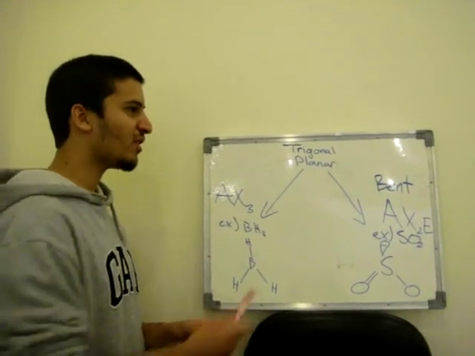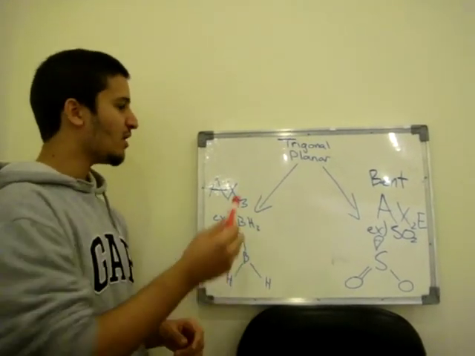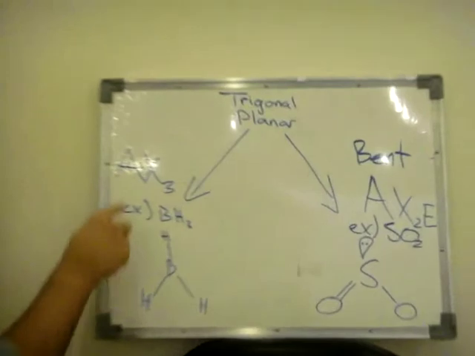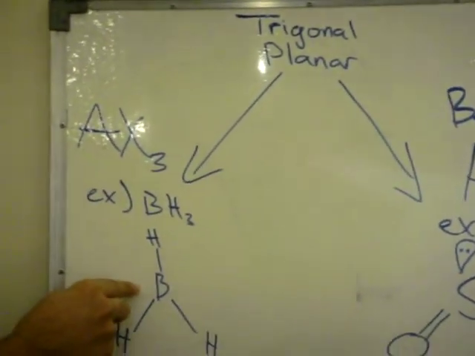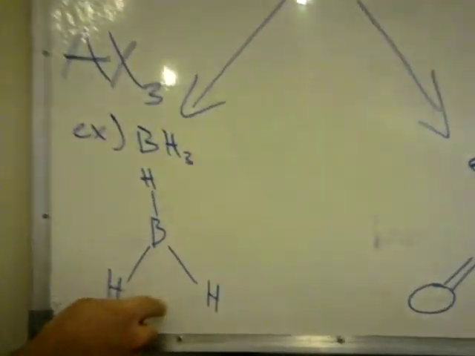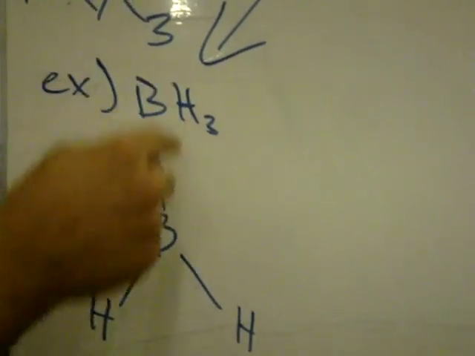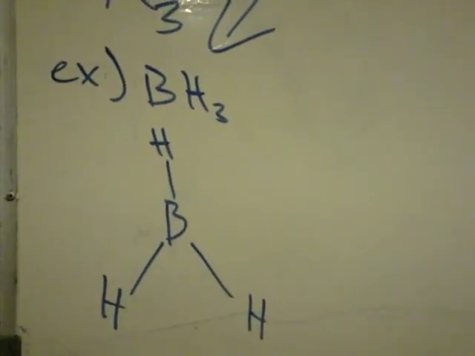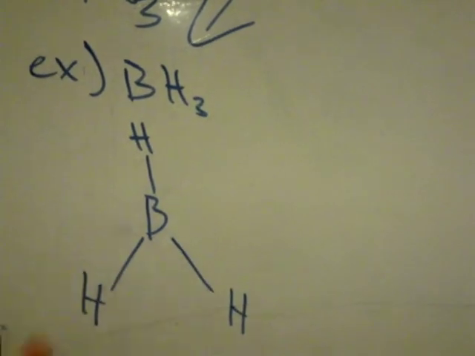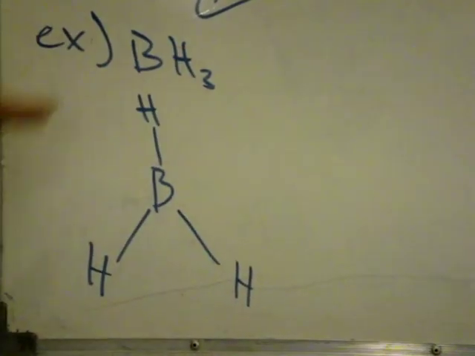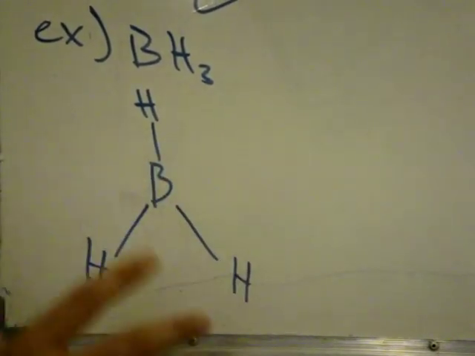Steric number 3 is called trigonal planar. First off, the original, AX3. A represents the central atom and X represents the surrounding atoms, and the subscript 3 represents how many surrounding atoms there are. An example would be BH3, where B is the central atom and the H are the surrounding atoms. This is the shape of this molecule.